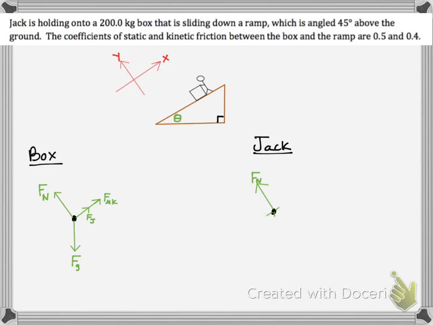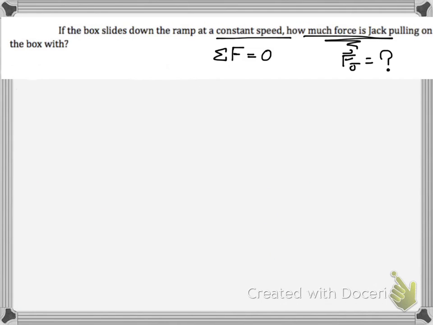Then we've got the normal force for Jack, and gravity is acting on him as well, but we also have the force of the box acting on Jack, and also the friction acting on Jack as well. So we're going to use this free body diagram to approach the problem, which is given here. If the box slides down the ramp at a constant speed, how much force is Jack pulling on the box with? Okay, so constant speed means the sum of the forces is equal to 0.